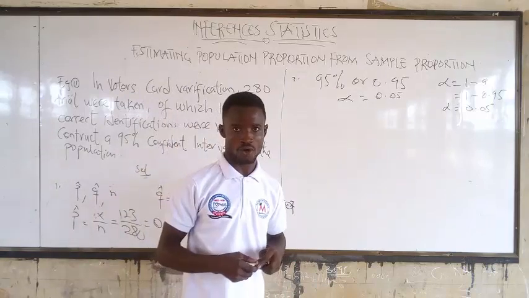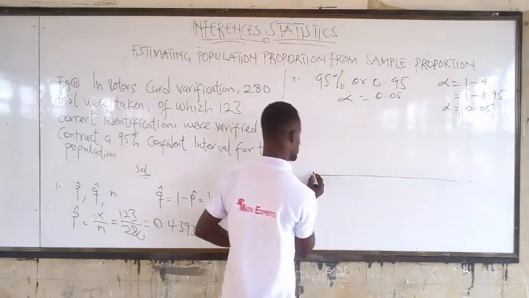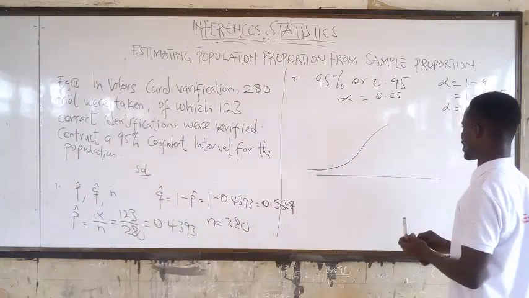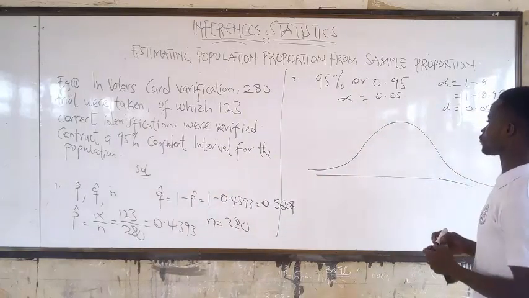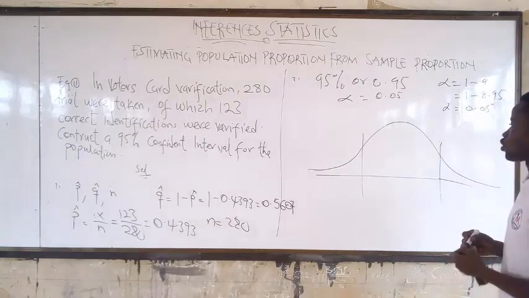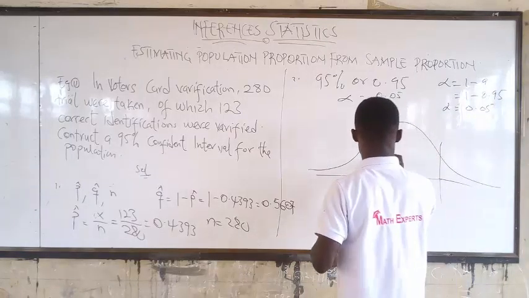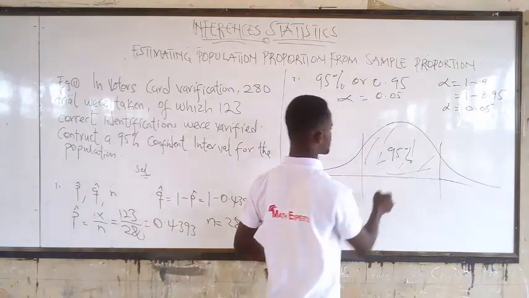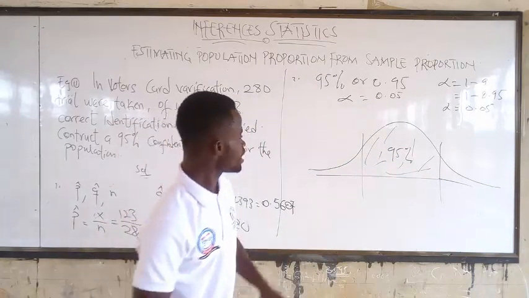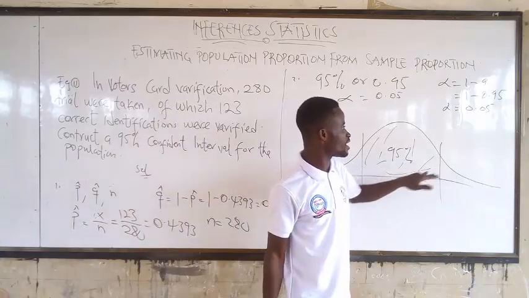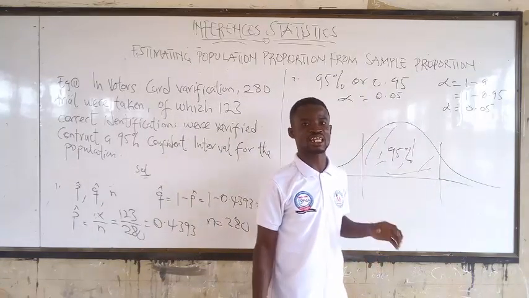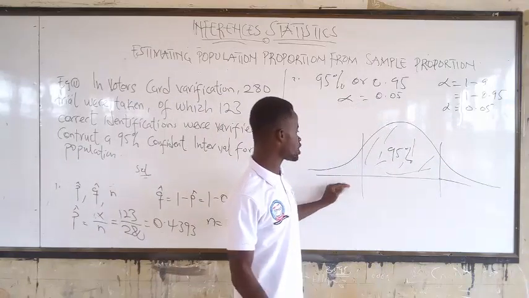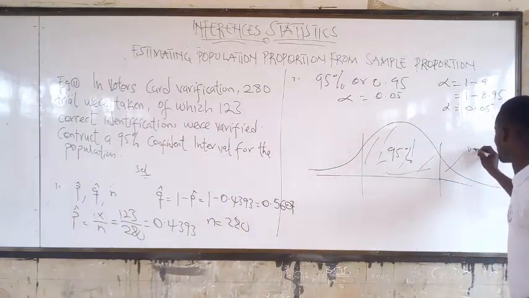You draw your normal distribution curve. We are saying that this is going to be the 95% confidence level. So if here is 95, then what will be here and here? That's going to be the alpha level, the area 0.025. But this 0.05 is not for only this tail and not for only that one, so you dare not write 0.05 in each tail.